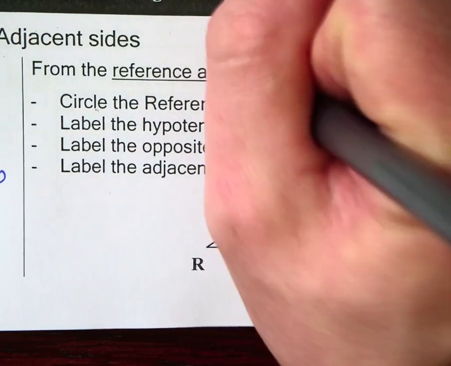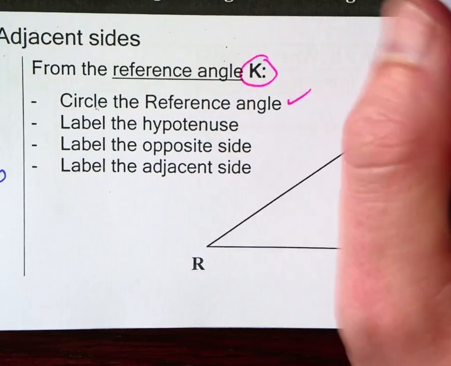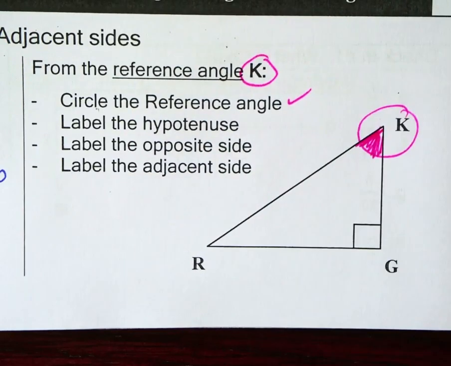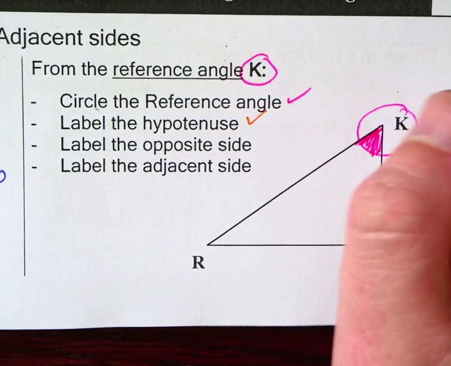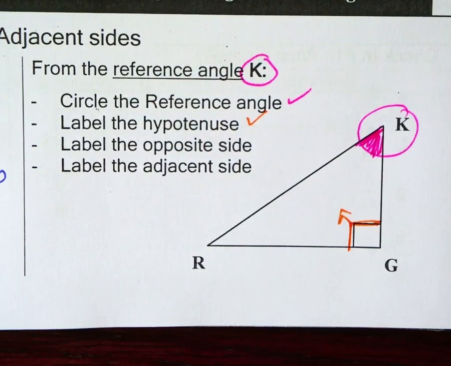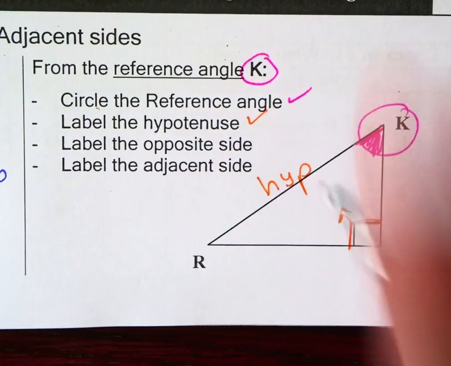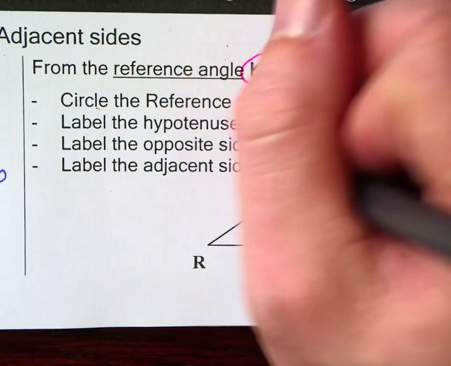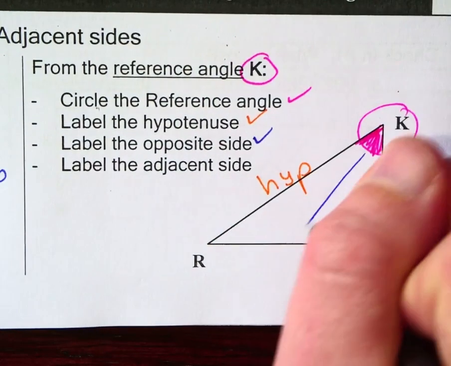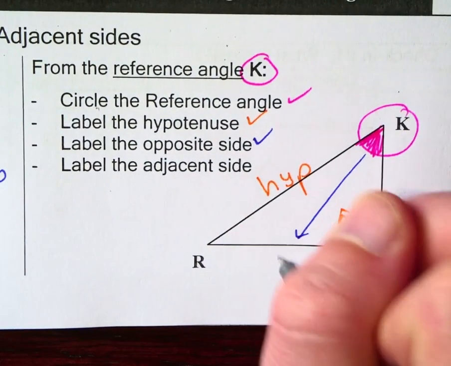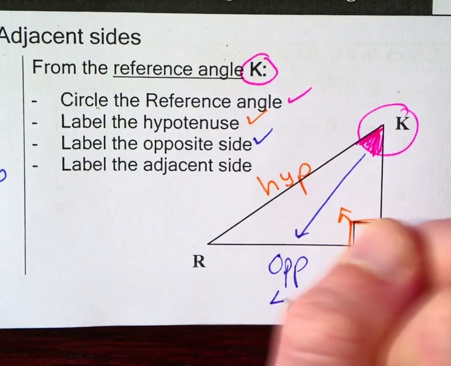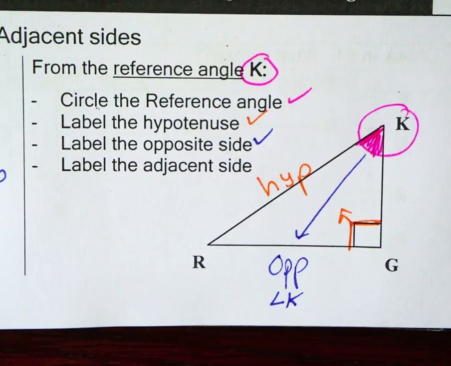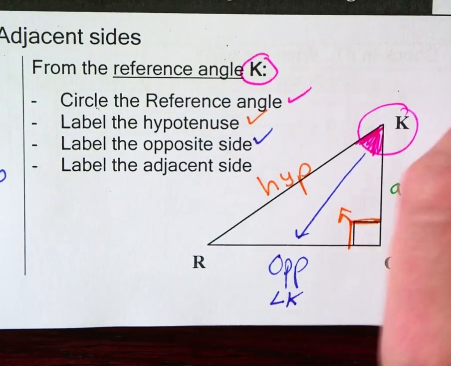Okay, here I go. I'm going to circle my reference angle. That's the angle I'm working from. Then I'm going to go to the hypotenuse, which is always across from the 90. Notice that doesn't change. The hypotenuse is always in the same spot. What does change, though, is the opposite side, because now side RG is opposite because it's opposite angle K, coming from a different place, different reference angle. And this will be my adjacent.